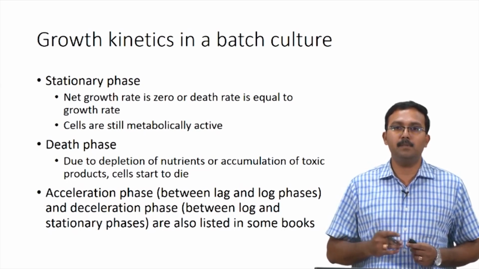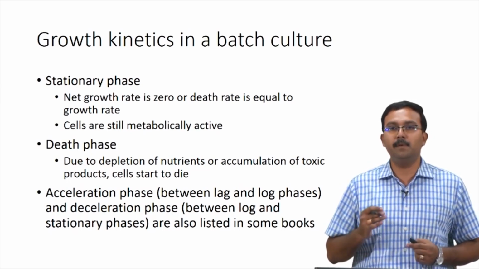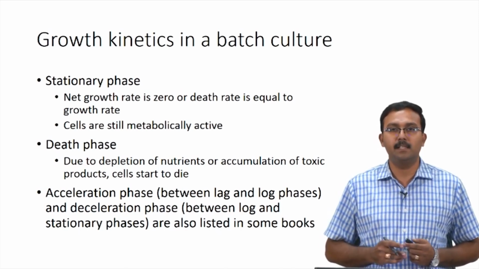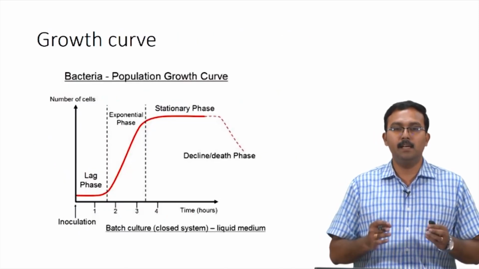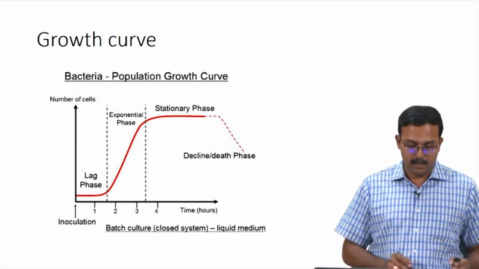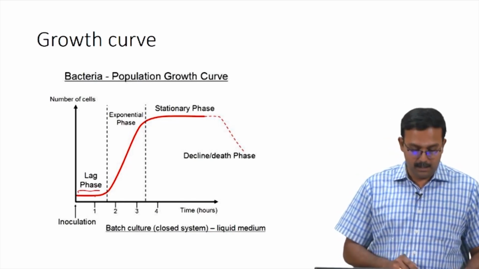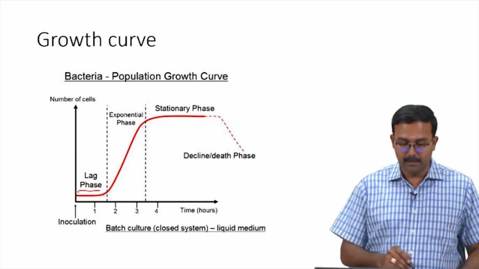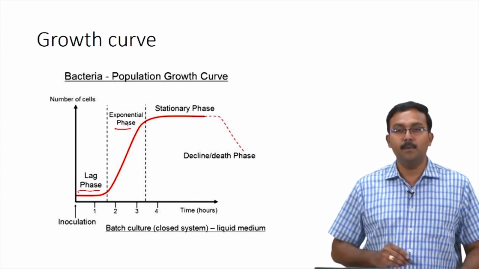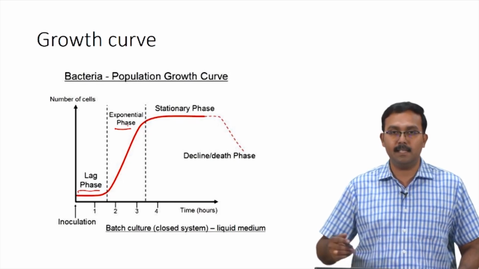Acceleration phase is the phase between the lag and the log phase, and deceleration phase is the phase between the log and the stationary phase. So, what you see here is the growth curve. You have the lag phase initially where the cells are getting used to the new environment and the cell numbers or concentration is not increasing. You then have an exponential phase where the cells are multiplying and the cell concentration is increasing rapidly.